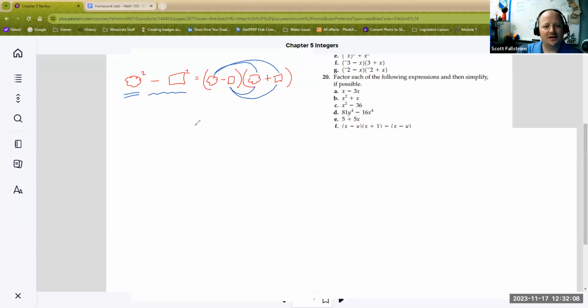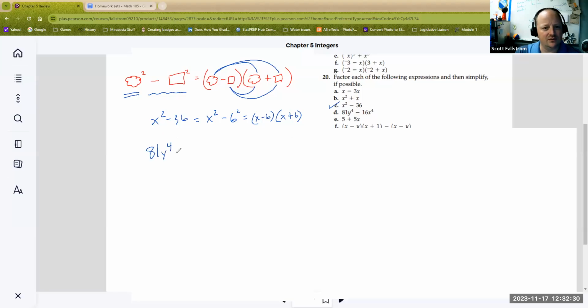If you were looking at part C and you had x squared minus 36, think of what thing is being squared. You may want to rewrite this as x squared minus 6 squared, and then you get x minus 6 and x plus 6. Boom, shakalaka. Now let's try the next one.